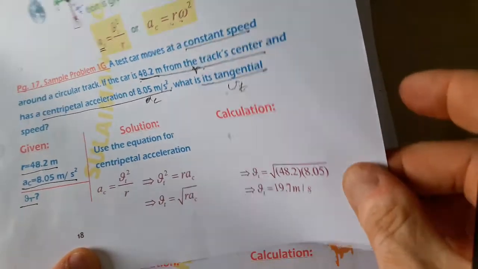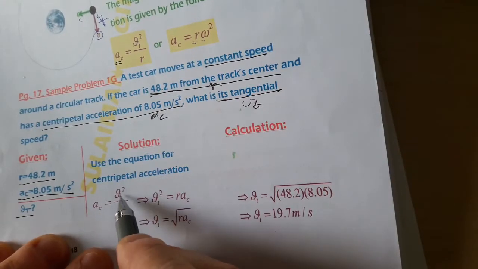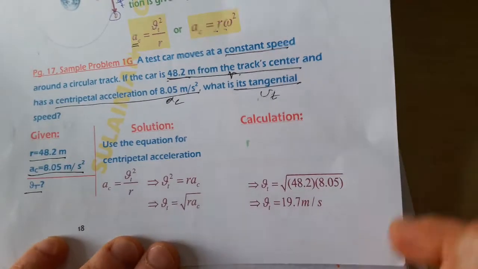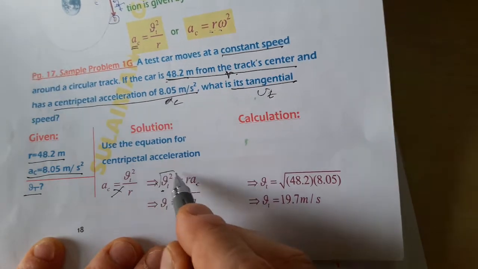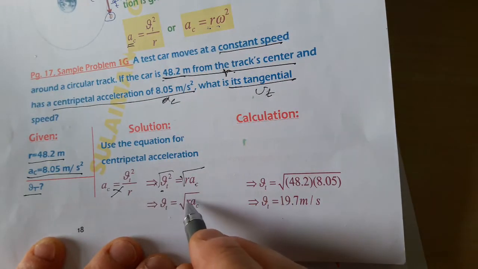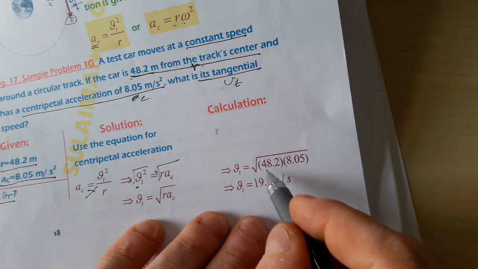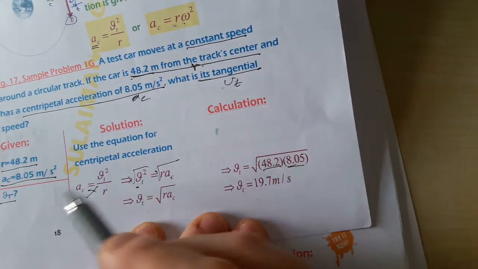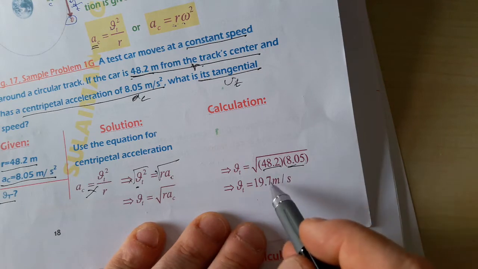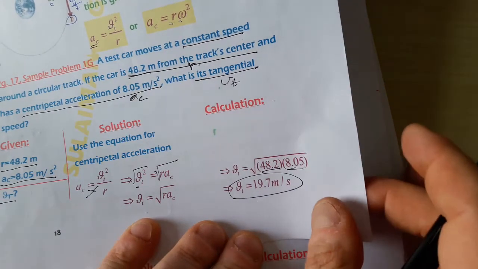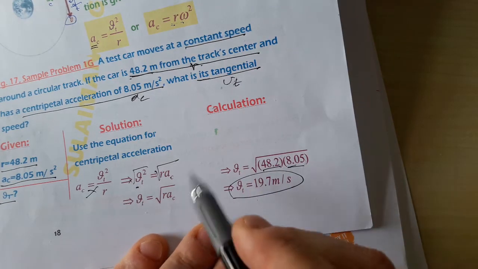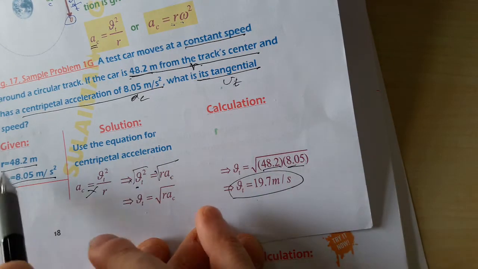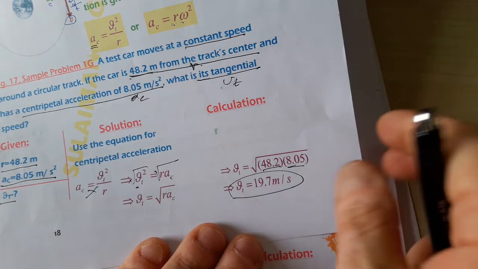Calculate the tangential speed. The equation for the centripetal acceleration is Vt squared over r. So cross multiply, and Vt squared is equal to r times AC. Then take the square root of the equation. So Vt is equal to the square root of r times AC. R is 48.2 and the centripetal acceleration is 8.05. When you multiply and take the square root, the result is 19.7 meters per second. So this test car is moving with a constant speed of 19.7 meters per second on a circle and experiences a centripetal acceleration of 8.05 meters per second squared.